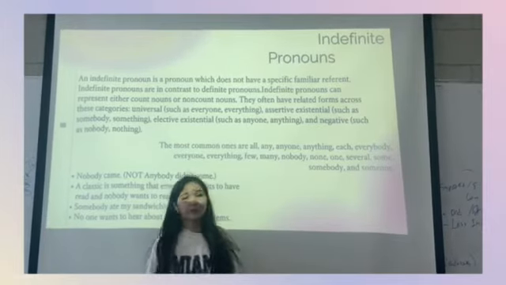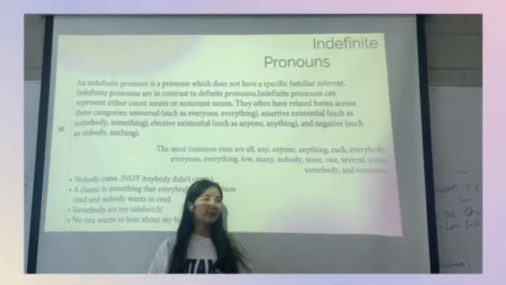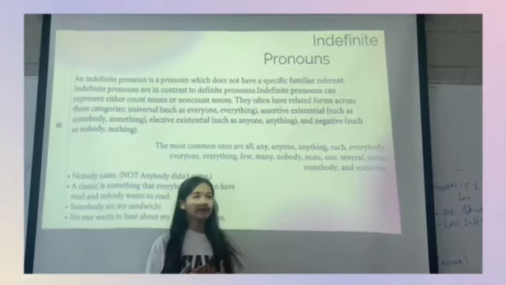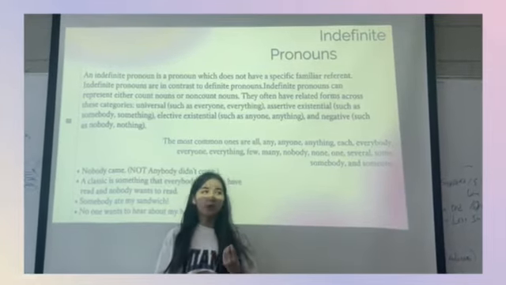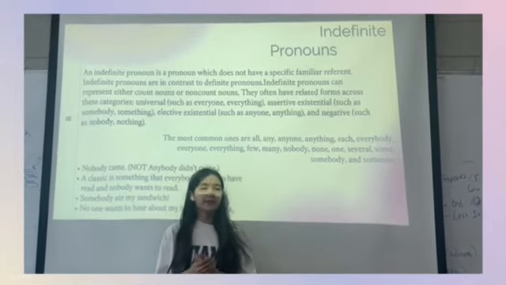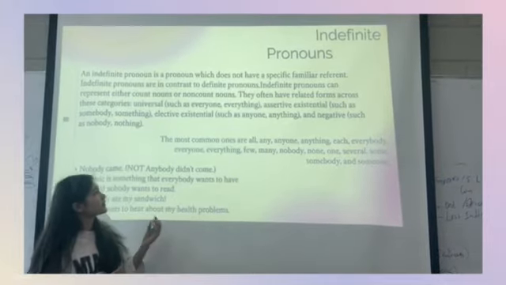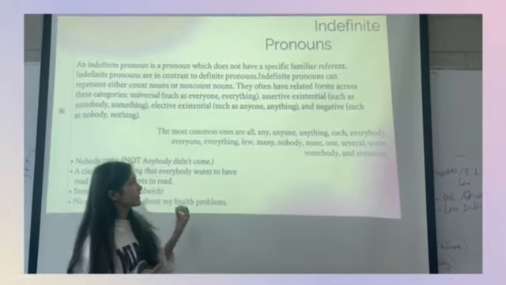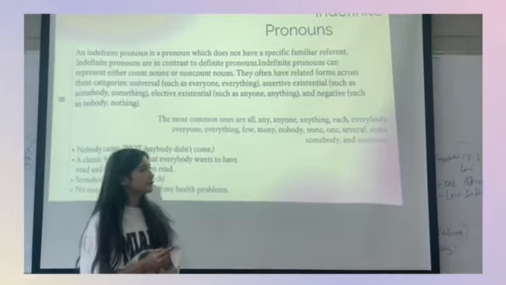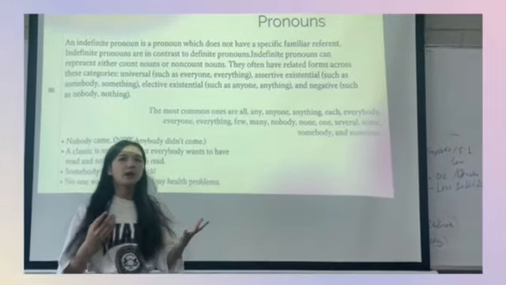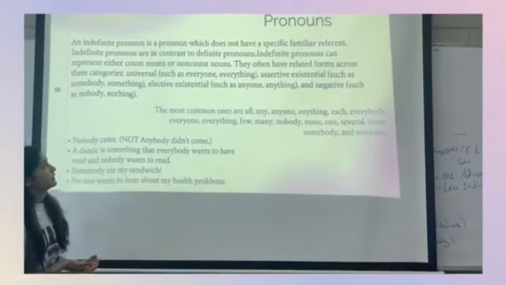Another type of pronoun is the indefinite pronoun. So what are indefinite pronouns? Indefinite pronouns refer to a thing or people without saying exactly who or what they are. We use pronouns ending in -one or -body for people and ending in -thing for things. The most common ones are partitives such as all, any, anyone, each, everybody, nobody, and the universal ones such as both, all, each.